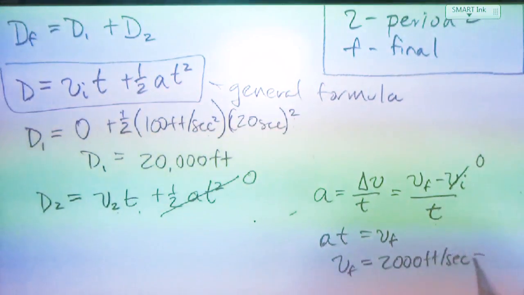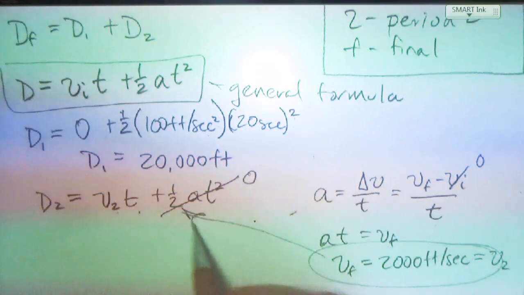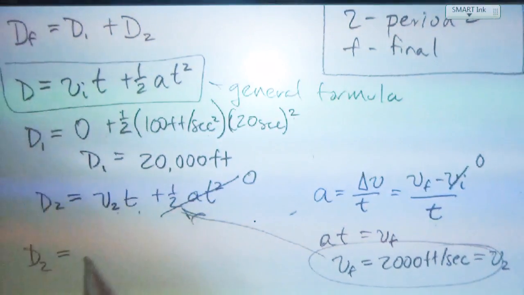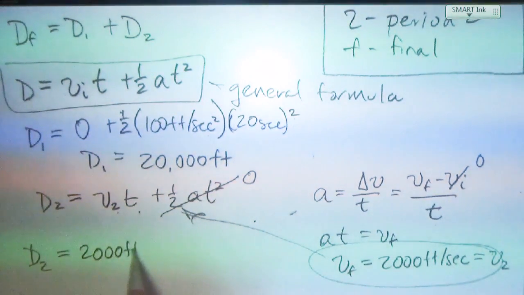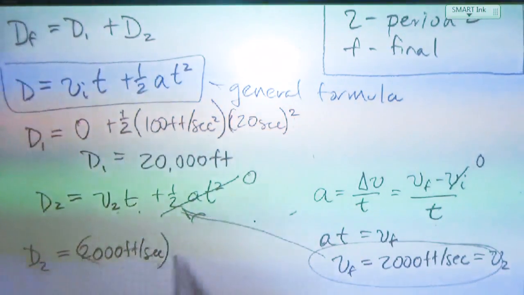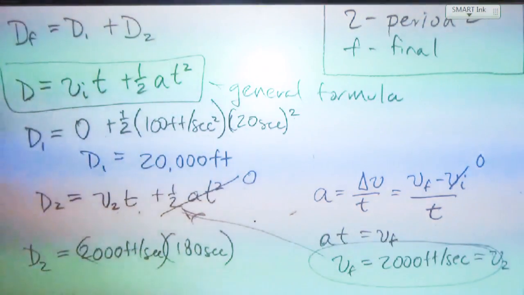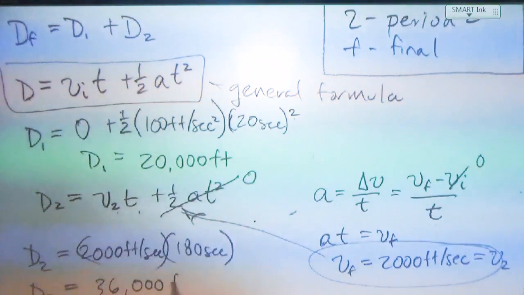And that's the same thing as V2 that we're using over here. Okay? So that second distance then is nothing more than 2,000 feet per second times 180 seconds. That second time period, remember? Okay? And D2, then by doing your math, canceling your units, ends up being 36,000 feet.